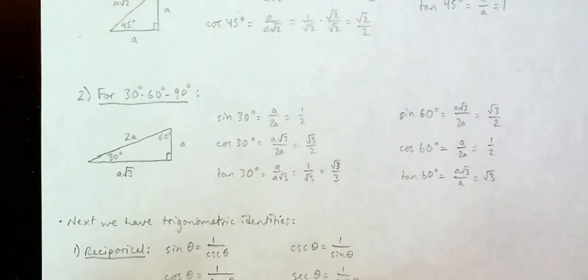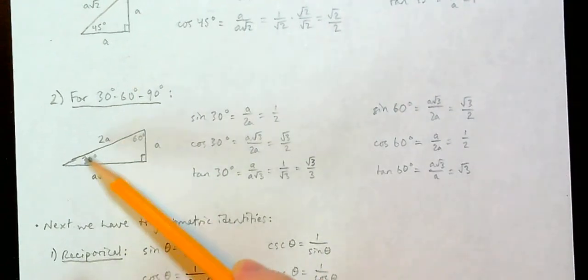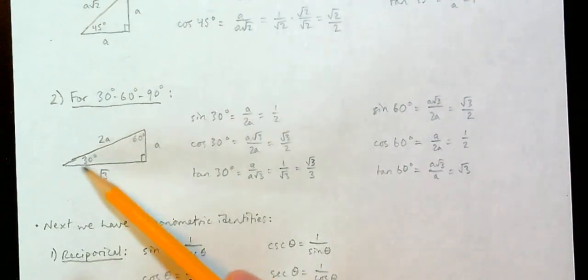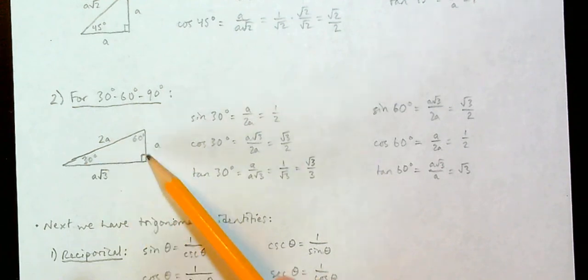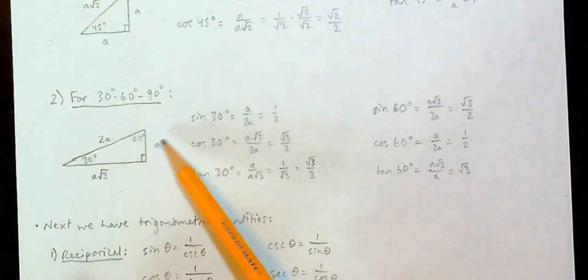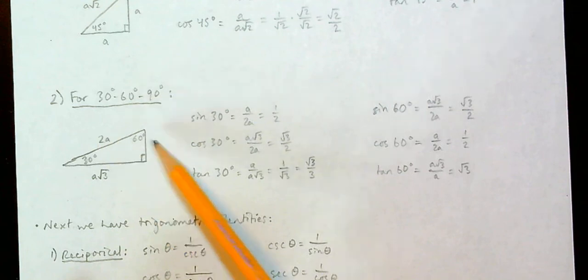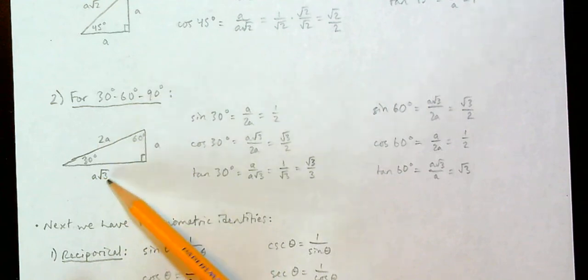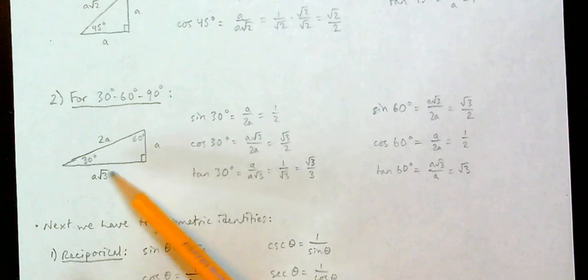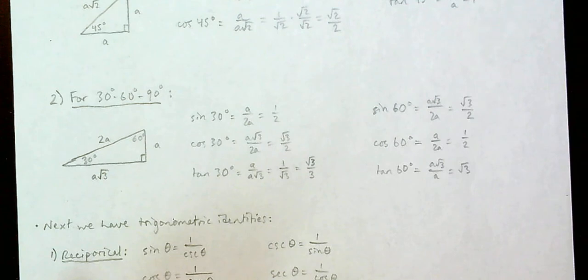Another triangle that's important is a 30, 60, 90 triangle. If you have a right triangle, angles measure 30, 60, and 90. And if the side opposite the angle 30 has length A, then by definition, the hypotenuse has length 2A. And if you use the Pythagorean theorem to find that third side, you'd find that that other leg, or that third side, has length A times the square root of 3.